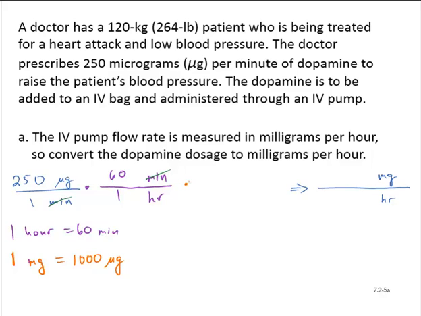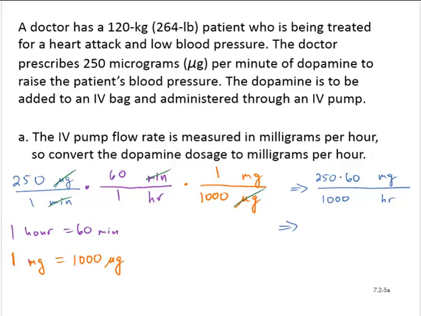So again, I'll multiply by a unit fraction. I need to get rid of micrograms in the numerator, so I'll place micrograms in the denominator and milligrams in the numerator. Alright, and put in the corresponding numbers. And again, now I've removed micrograms from the expression, leaving 250 times 60 in the numerator, and in the denominator I have 1,000.